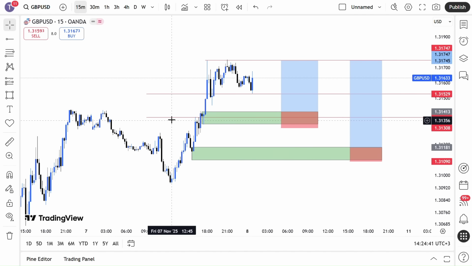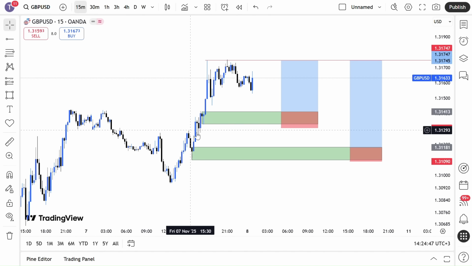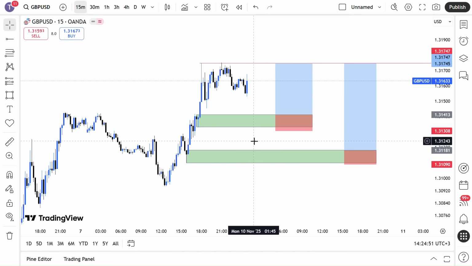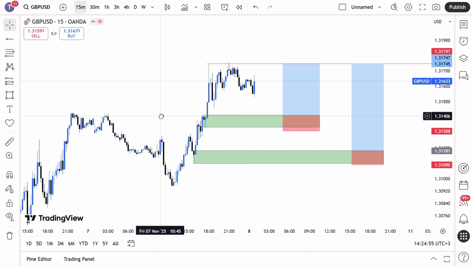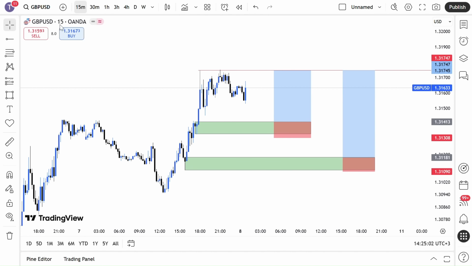Let me delete this fair value gap from the 4-hour time frame. But that fair value gap is very, very important, and you need to know that. Those are my two entry zones, my best entry zones for you guys. I think we'll wait to see what the price will be doing at that point. I also have EURUSD.